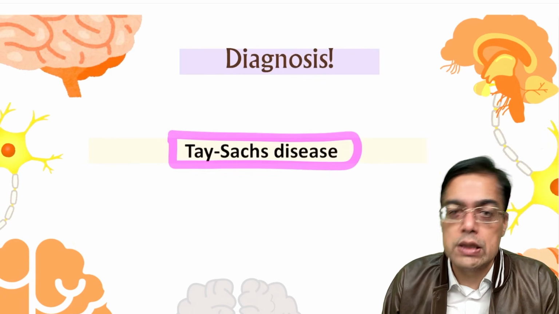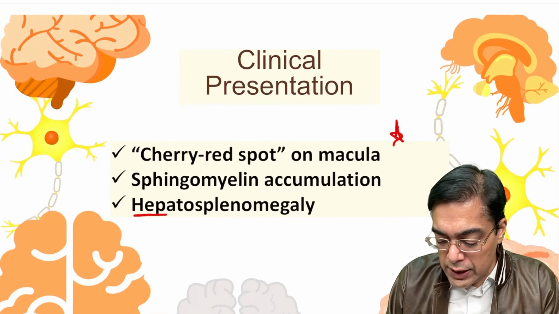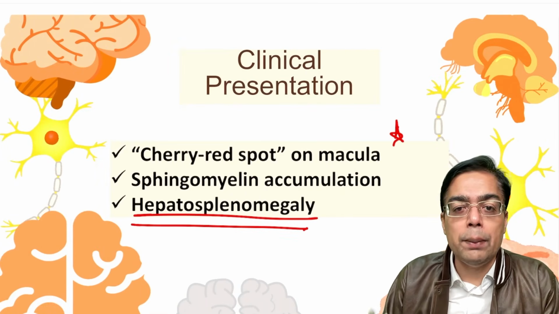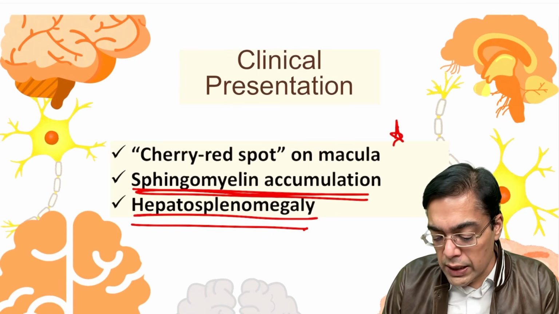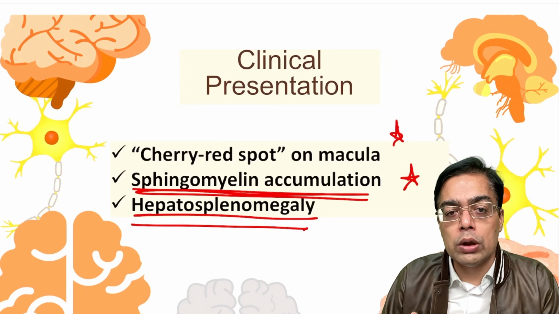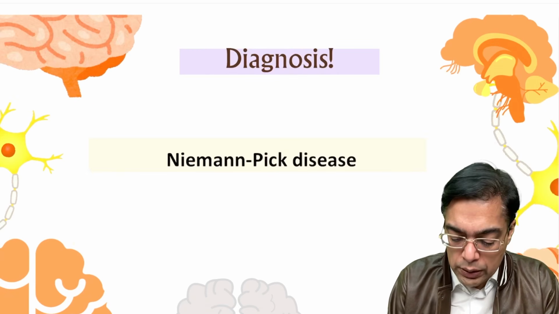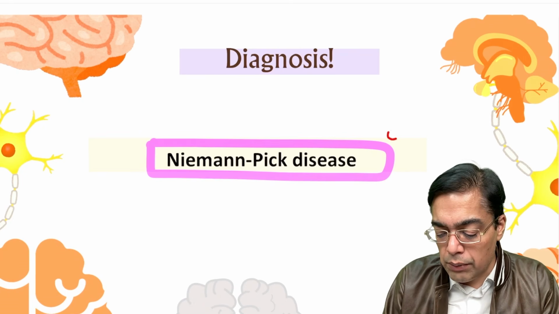What would have changed the answer? Just see the next one. Cherry red spot on the macula. The patient is having hepatosplenomegaly and the patient is having the presence of sphingomyelin accumulation. So if I say cherry red spot and if I change what is accumulating in the patients and I'm talking about hepatosplenomegaly, yes, I would be thinking in terms of a different condition. I am thinking in terms of something that is going to be given the name of Niemann-Pick's disease.